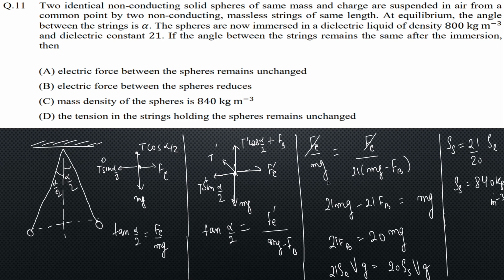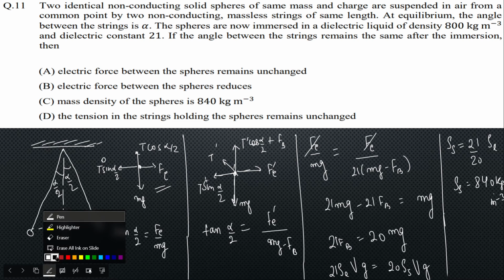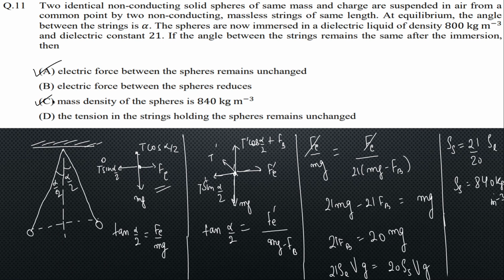And you see, the mass density is this, and the electric force between the spheres will remain unchanged. This Fe remains unchanged in any material. Just the force between the particle and this liquid changes. So I will discuss this topic once again in the theory lectures. Okay. So this option A and this option C is correct. So now I'm gonna move forward.